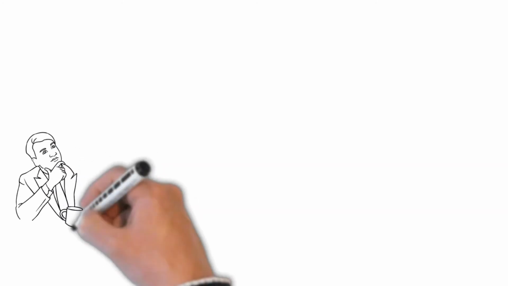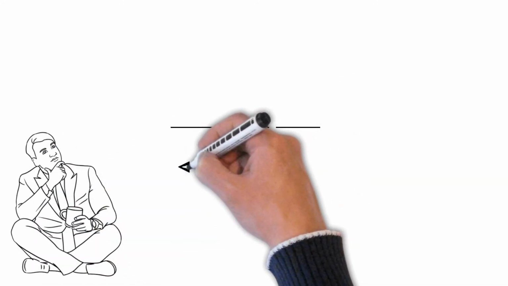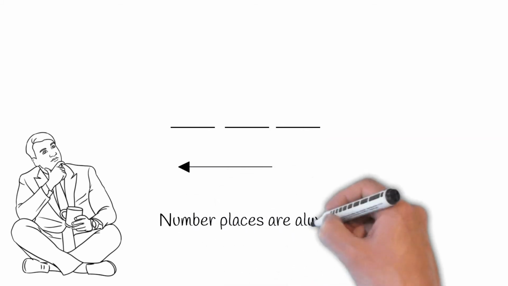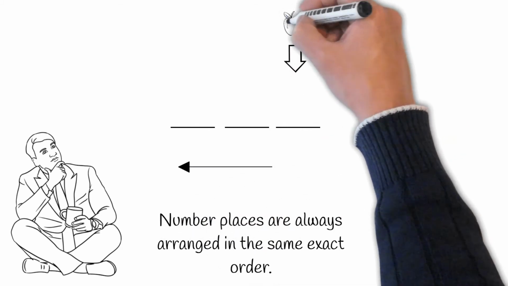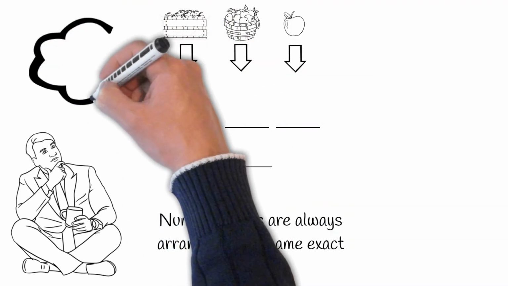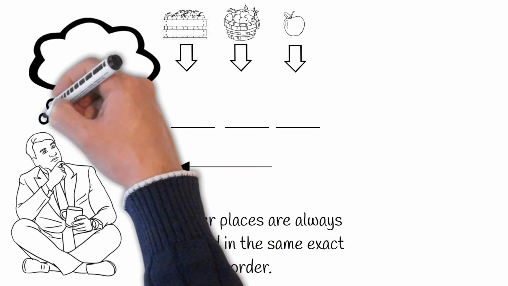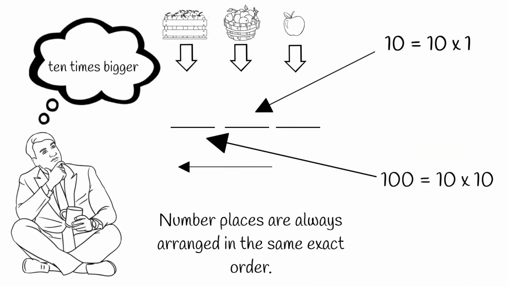And have you noticed that each time we got a new number place to count larger groups, we placed it to the left of the previous number place? That's important because number places are always arranged in the same exact order. Starting with the ones place, as you move to the left, the number places represent larger and larger amounts. Did you also notice that each new number place represents groups that are exactly 10 times bigger than the previous number place? 10 is 10 times bigger than 1 and 100 is 10 times bigger than 10. That's really important because it helps us see the pattern for bigger number places.